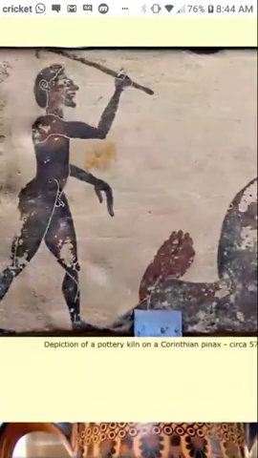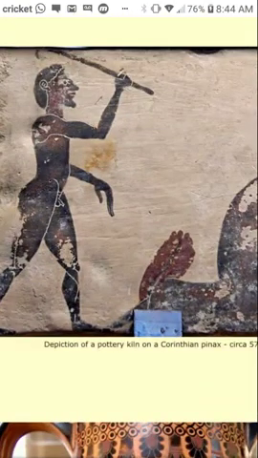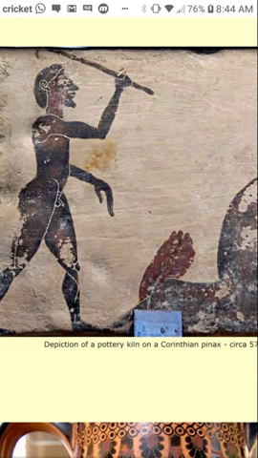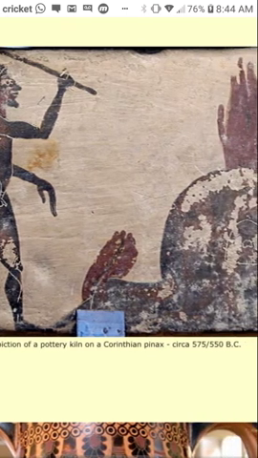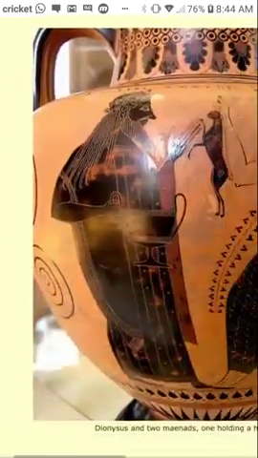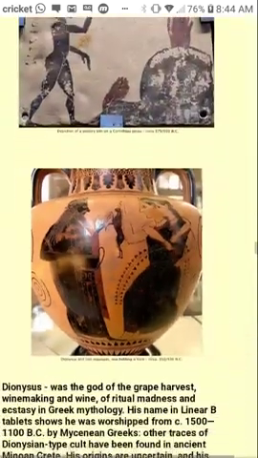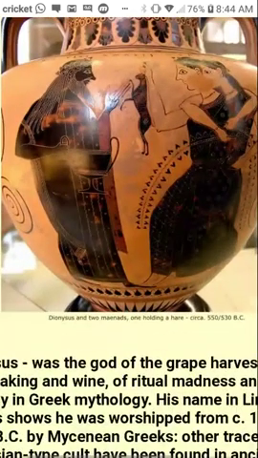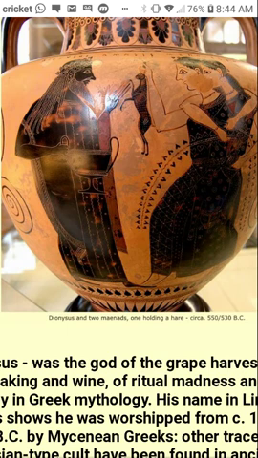Here's another good image. Depiction of a pottery kiln on a Corinthian pinax. Black man. Black peoples. Okay, let's see this image. Dionysus and two Maenads, one holding a hare.